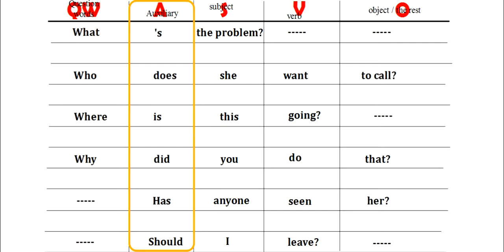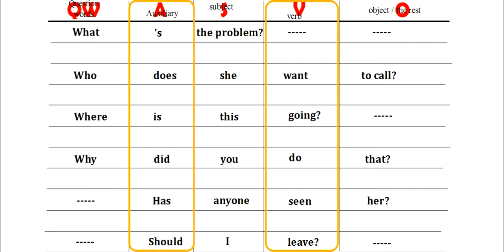What I really want to focus on, though, are those 2 columns, the auxiliary column and the main verb column. Remember, whatever appears in the auxiliary column has an effect on the verb column. Now, the first example is with the verb to be in the simple present, and remember, the verb to be acts as its own auxiliary even when it's the main verb. That's why there's nothing in that column. But you'll see all the other verbs take their form because of what appears in the auxiliary column. Who does she want to call? Want must be the base verb because we're using the simple present.